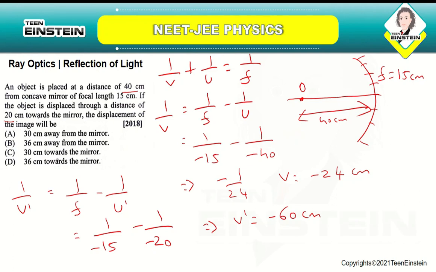Now the displacement is given by v minus v dash. Okay, so it is minus 24 plus 60, which is equal to 36 centimeters. So it is around 36 centimeters away from the mirror. So the correct answer is option number B, 36 centimeters away from the mirror. Okay, let us now move on to the next question.